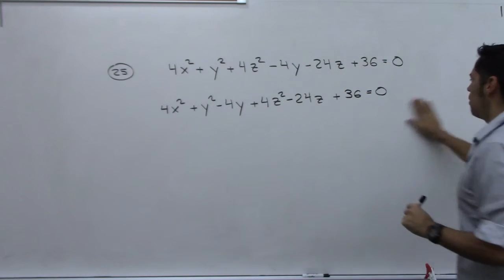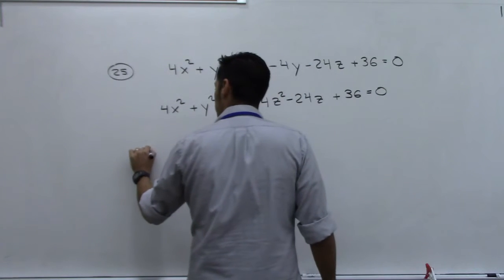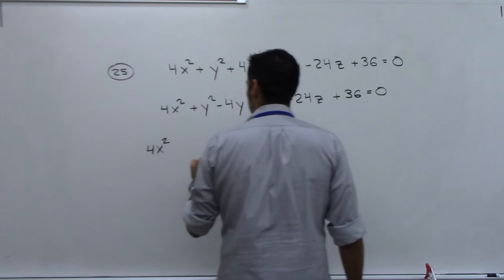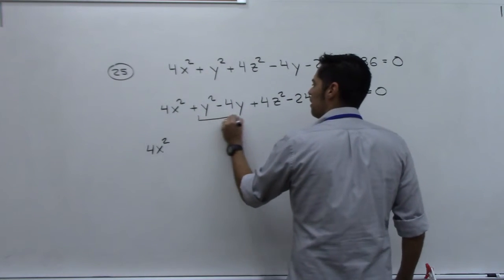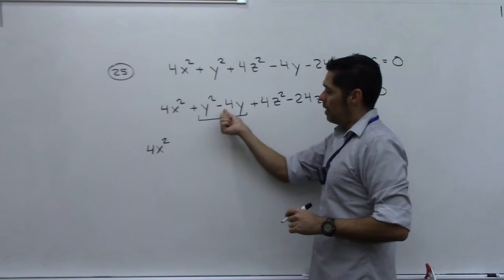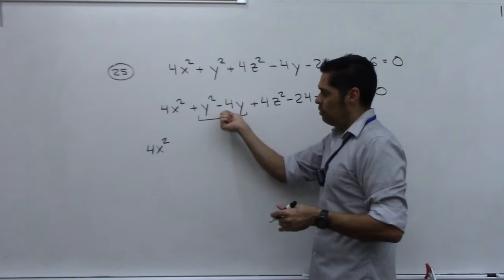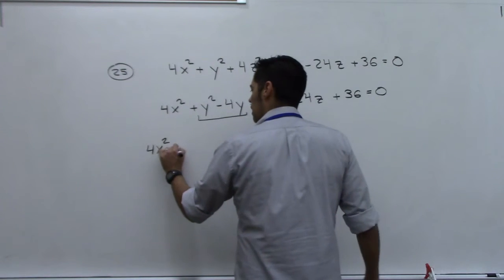All right, so that's where I am so far. I do not need to complete the square on this one. 4x squared, that's fine. On this right here, since I have a leading coefficient of 1 on the y, I can take half of this, which is negative 2. I square it, which is 4. I'm going to add and subtract it right here.